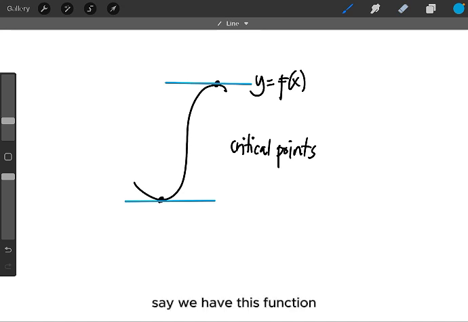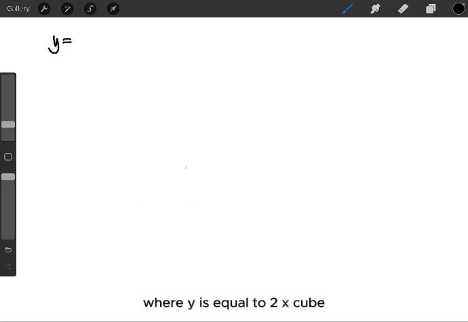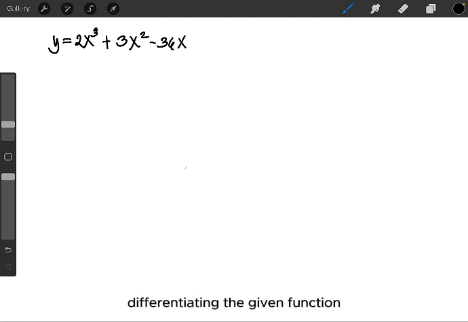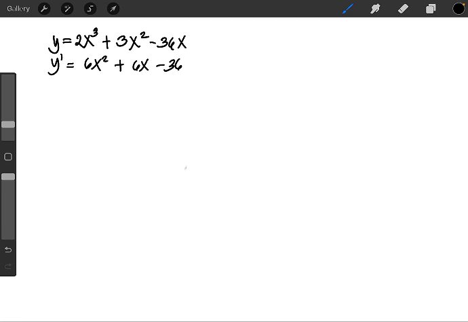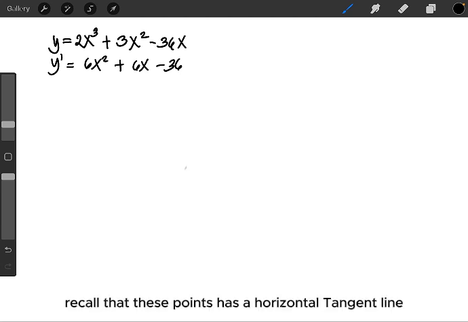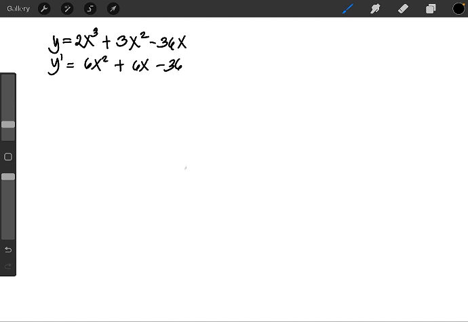Say we have this function, where y is equal to 2x cubed plus 3x squared minus 36x. Differentiating the given function, we have y prime is equal to 6x squared plus 6x minus 36. Recall that these points have a horizontal tangent line where the slope is 0. Therefore, we set y prime to 0.